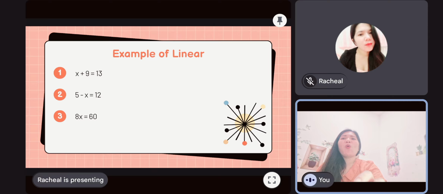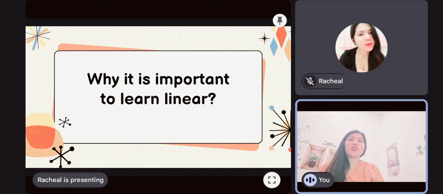Okay? So, why is it important for us to learn linear? Why do you think it is important for us to learn linear? It is important for us to learn about linear because it helps us understand and solve a real life problem, and explain it clearly and, of course, in a logical way. So we can create an equation and solve it in a clear and logical way. That's why it is very important for us to learn linear.